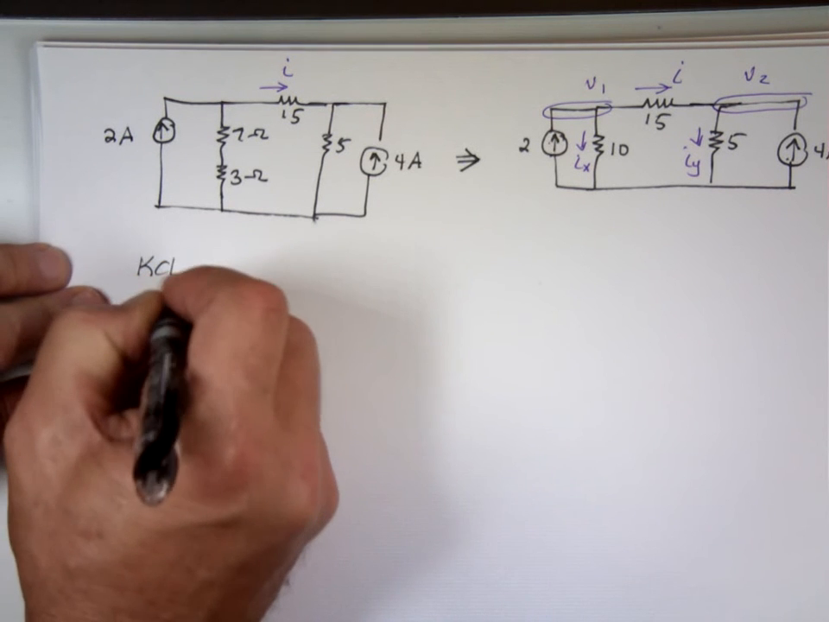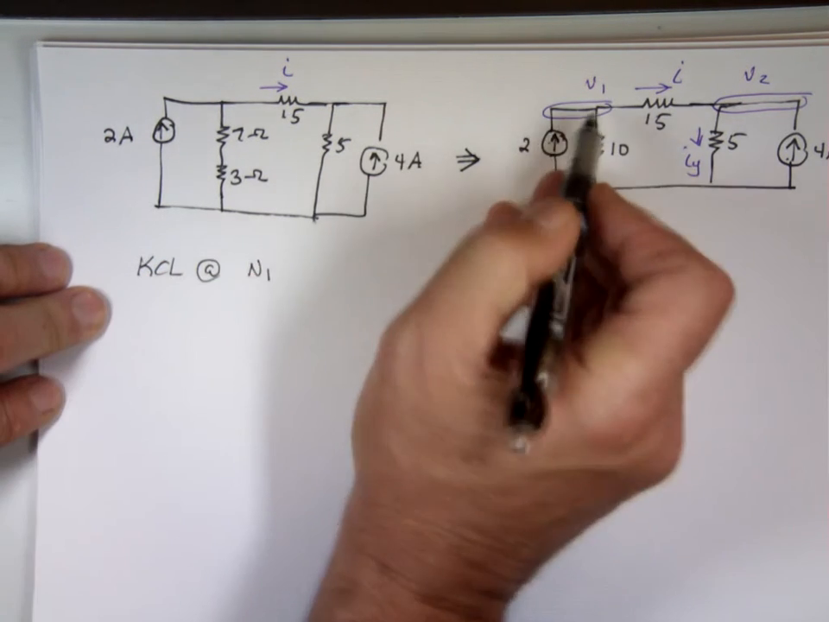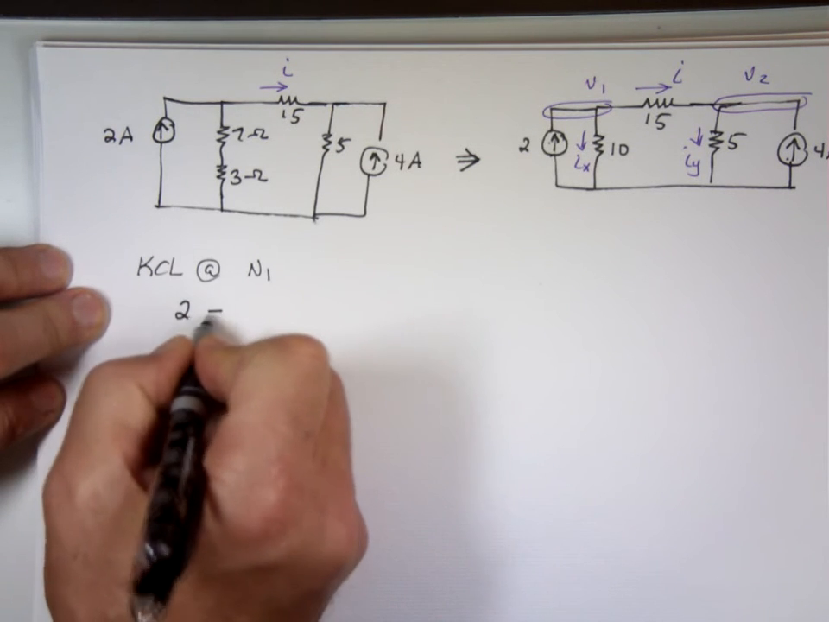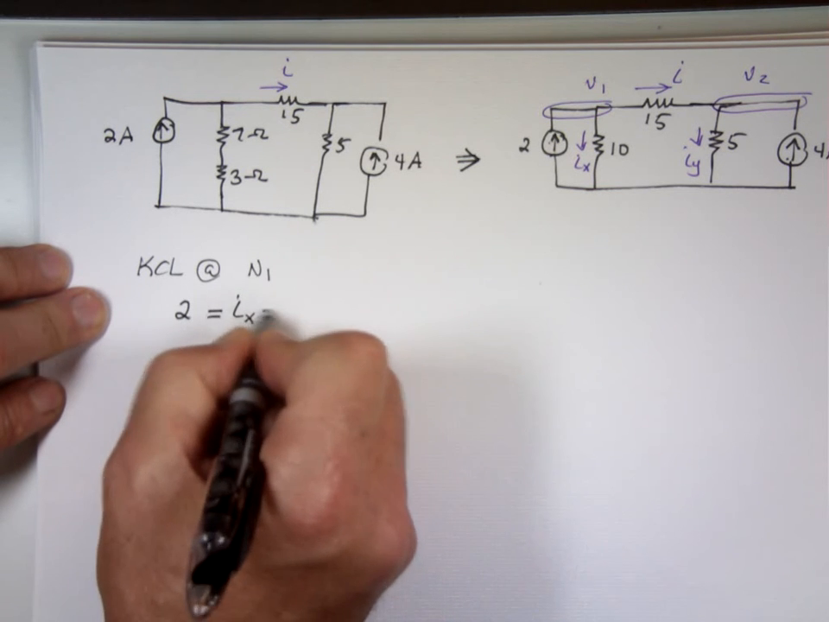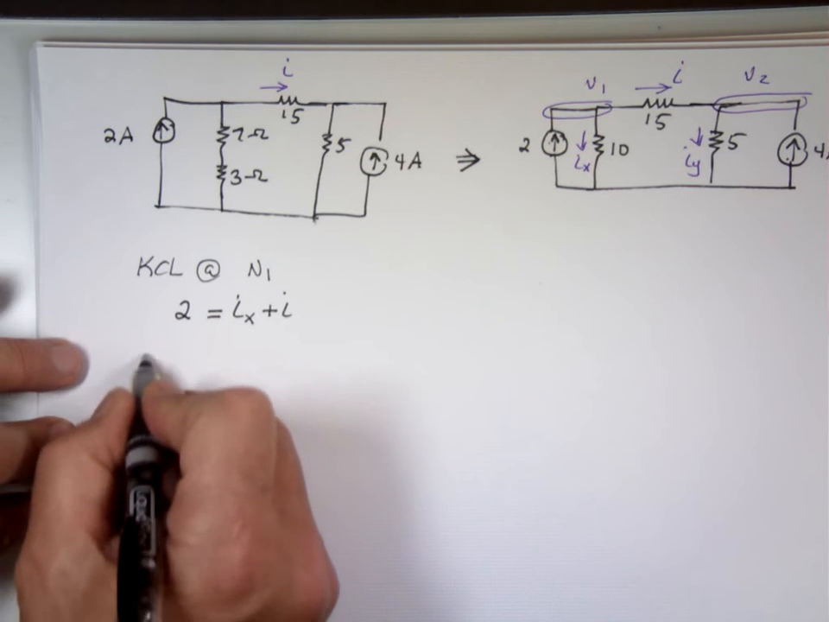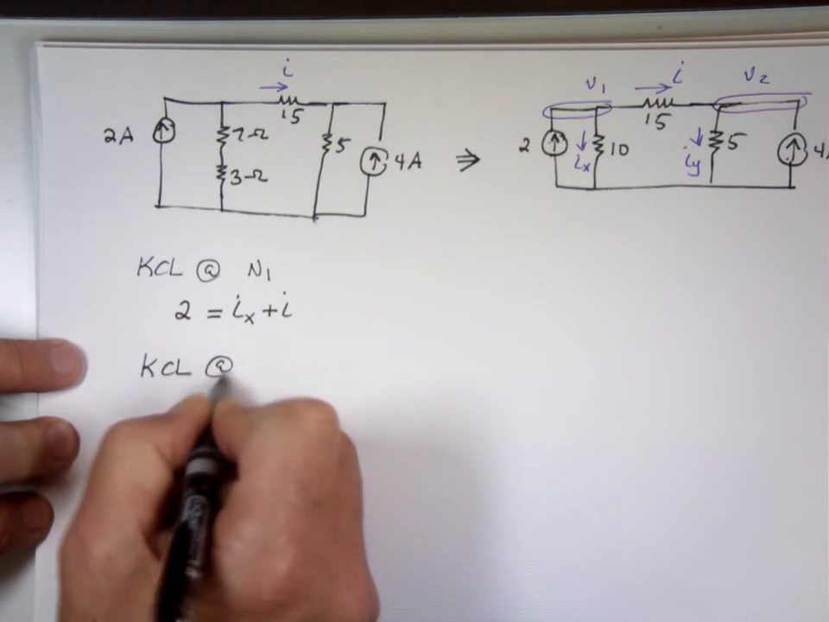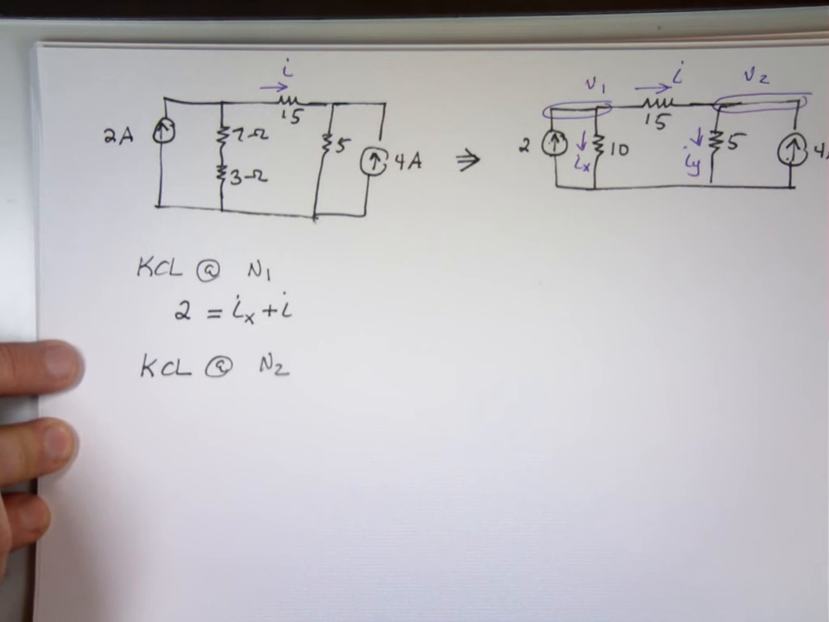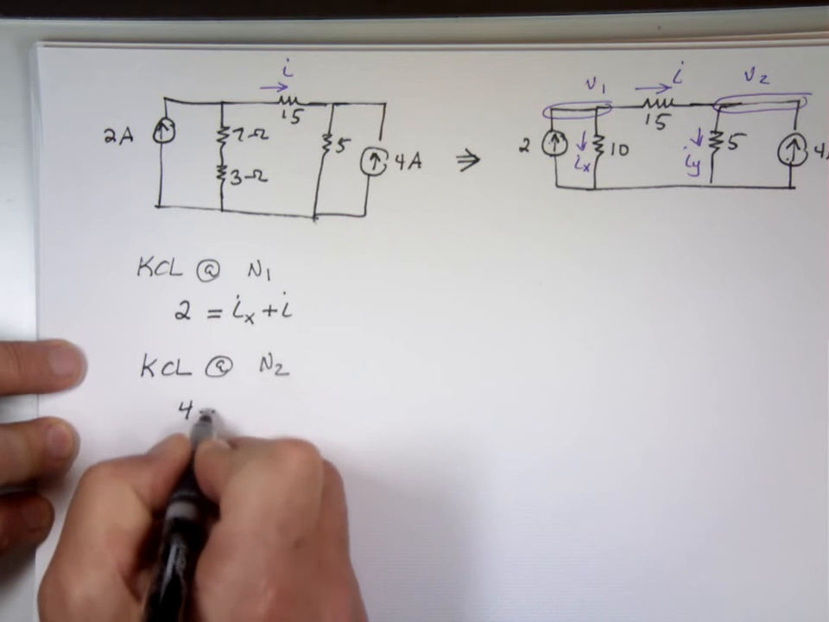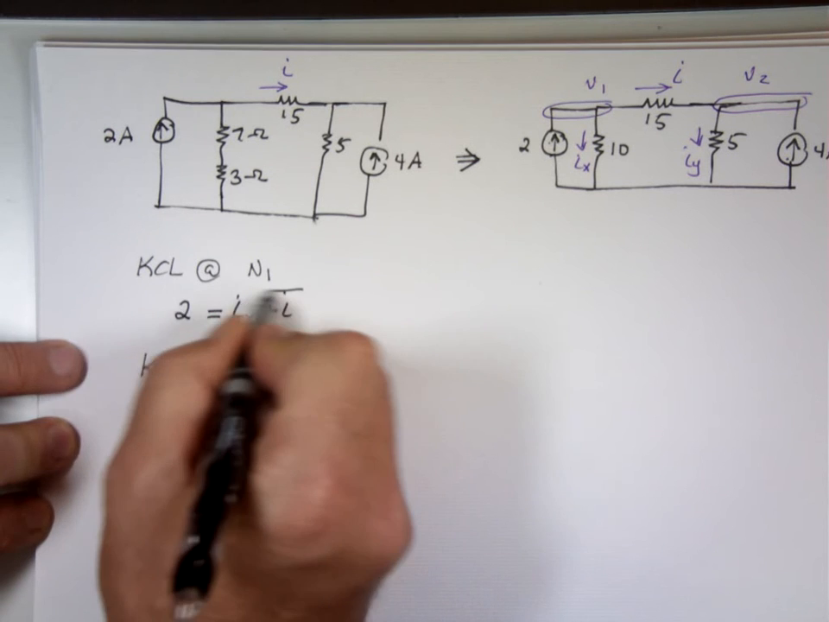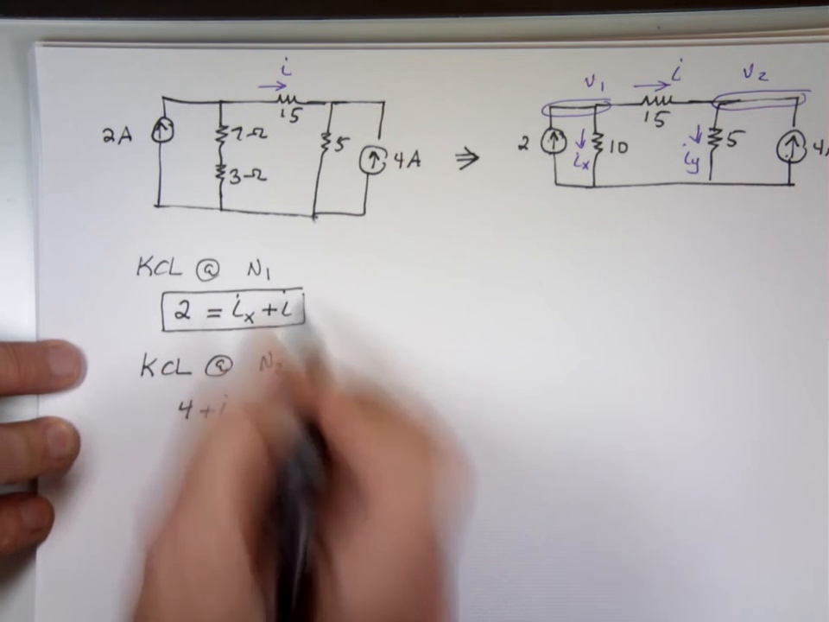KCL at node 1. That's this node. What is going to that node? 2. What's leaving that node? I sub x plus I. KCL at node 2. That's that node. What's going to that node? 4 plus I, and what's leaving that node? I sub y. So notice I have two equations by, again, three unknowns. Can't be done mathematically.